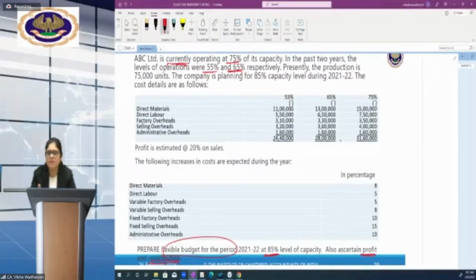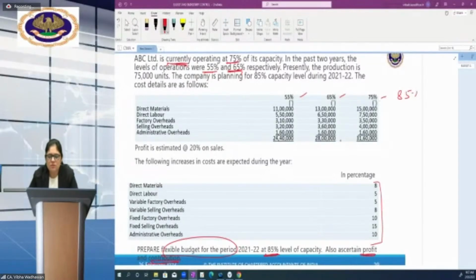So that means data for 3 years are given. 75% is the current, 65% and 55% are for the past 2 years. And we have to make the projection for 85% for the next year. So we have direct material, direct labor, factory overheads, selling overheads, and administrative overheads. Profit is estimated at 20%. The following increasing costs are also there. So you have to make it for 85%.